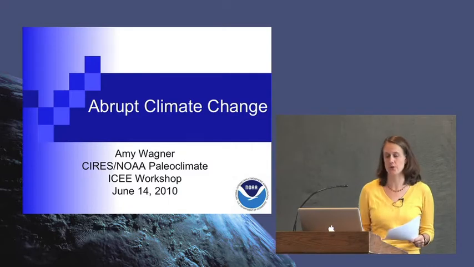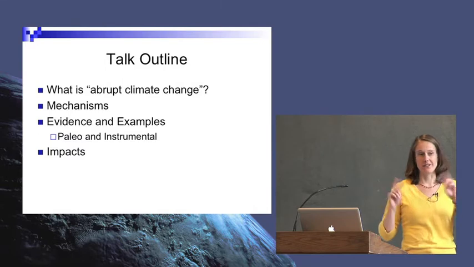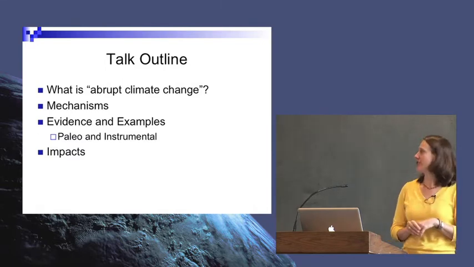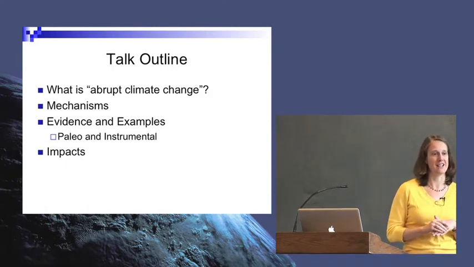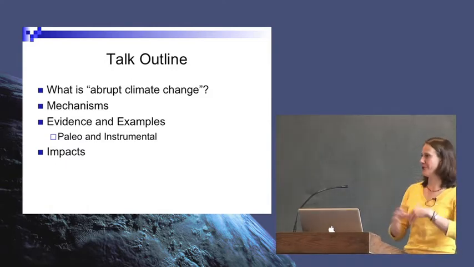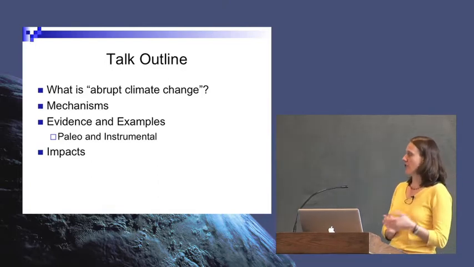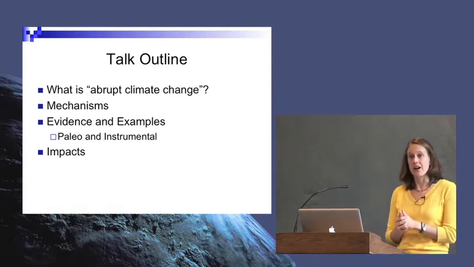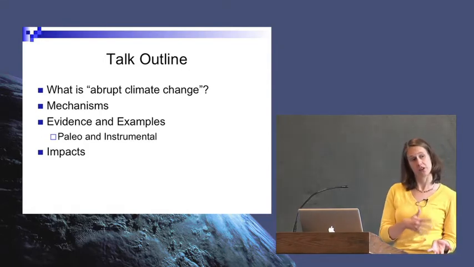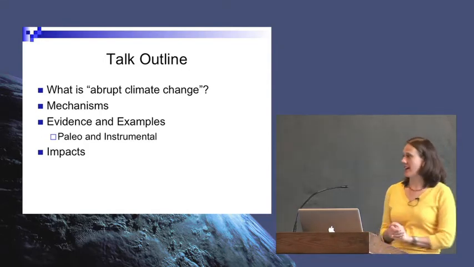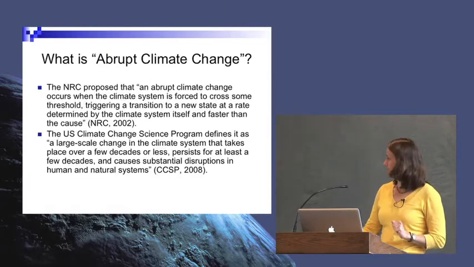Okay, so I'll just go through a brief outline. I'm going to define abrupt climate change, and then talk about some of the mechanisms, which you guys have already talked about some this morning. I've heard various mentions of these types of mechanisms that can cause abrupt climate change. And then I'll go through some evidence and examples of abrupt changes that have happened, between both the paleo record and the instrumental record. And then I'll just briefly talk about impacts of abrupt changes.